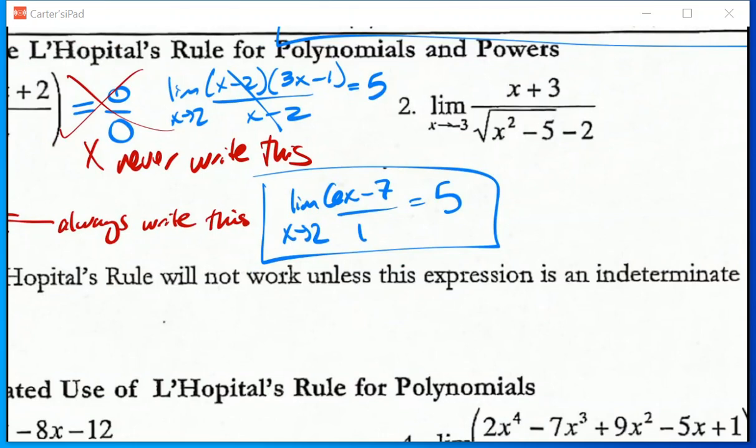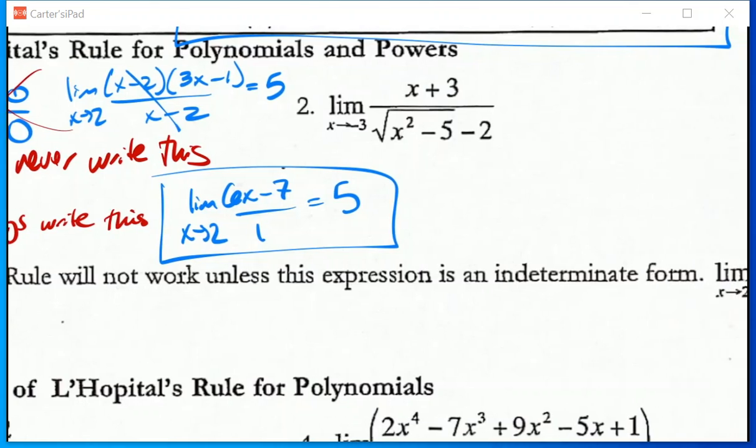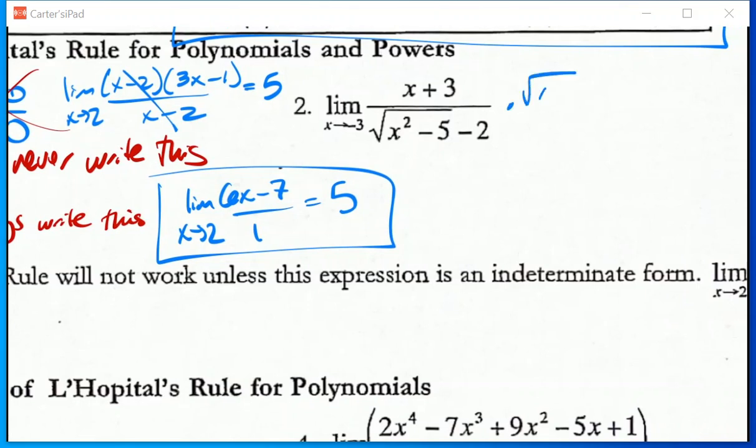How would we have taken this limit here? First of all, check, plug in -3, make sure it's 0 over 0. 0 on top, 0 on bottom. Okay, yes. What would we have done back in August to deal with this one? Yeah. So we would have to have done this.